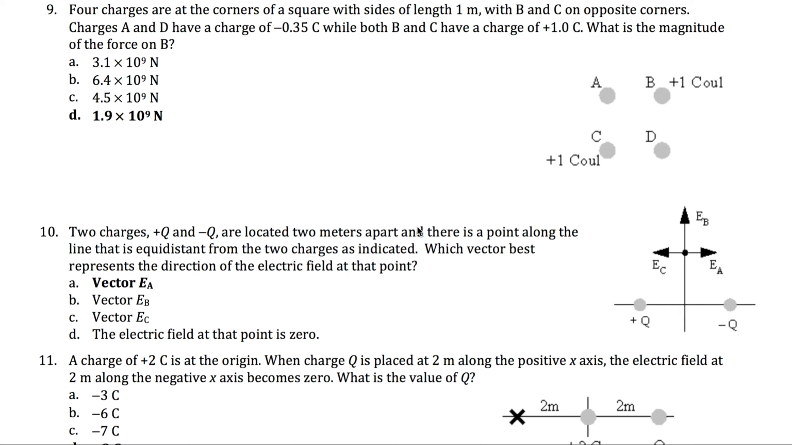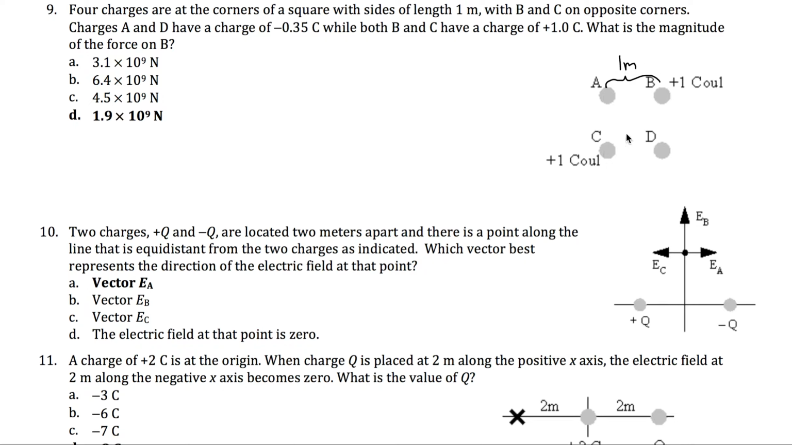Let's continue with the chapter 17 practice problems. Let's do number 9. So in this problem, we have 4 charges, and they're arranged in a square, so the distance between all of them is 1 meter.